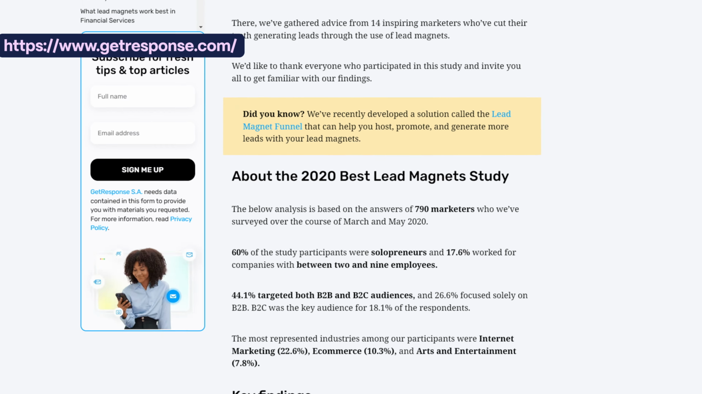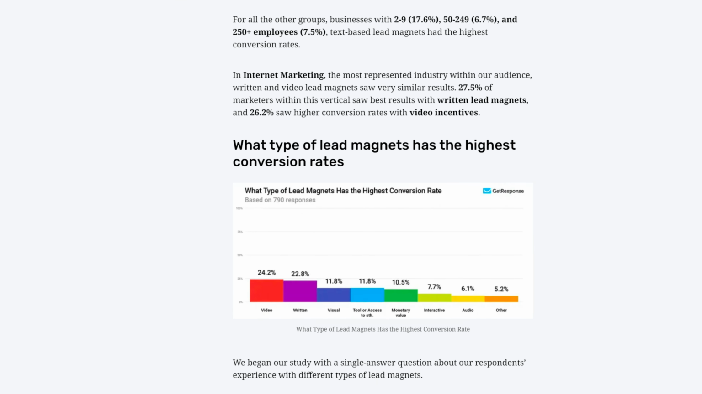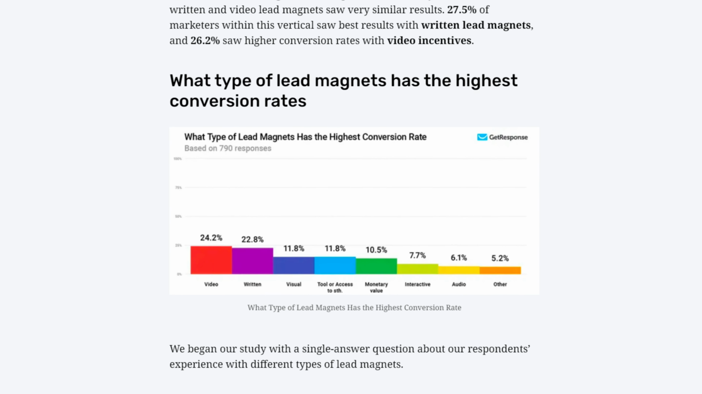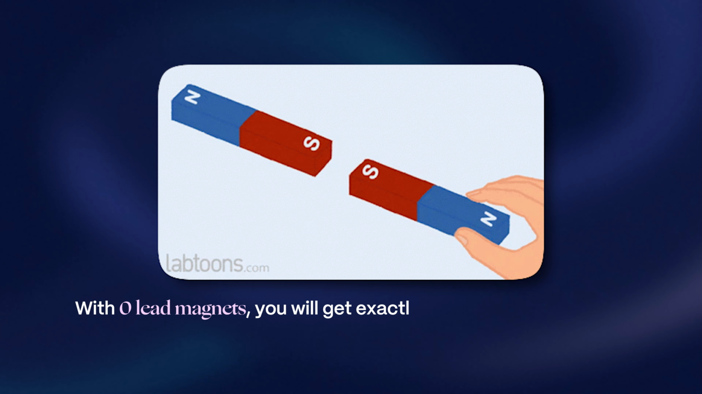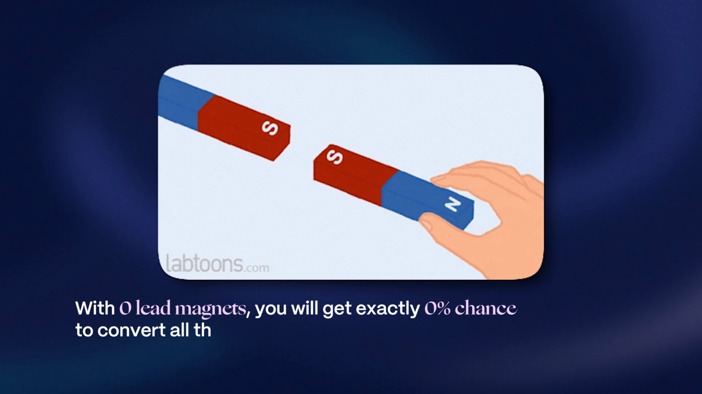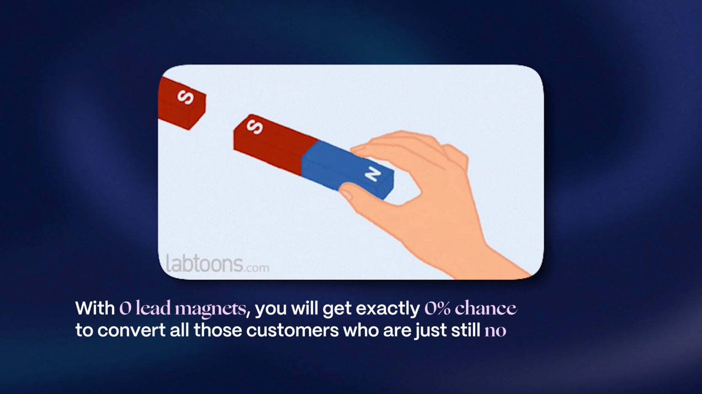According to GetResponse, depending on the lead magnet type and industry, a well-placed and produced lead magnet can convert anywhere from 5 to 25% of all website visitors. Some lead magnets may perform better than others, but one thing is certain: with 0 lead magnets, you will get exactly 0% chance to convert all those customers who are still not ready to buy.